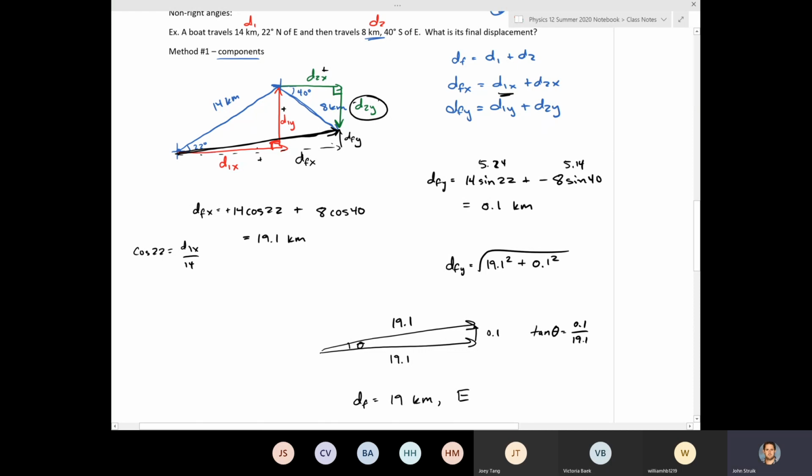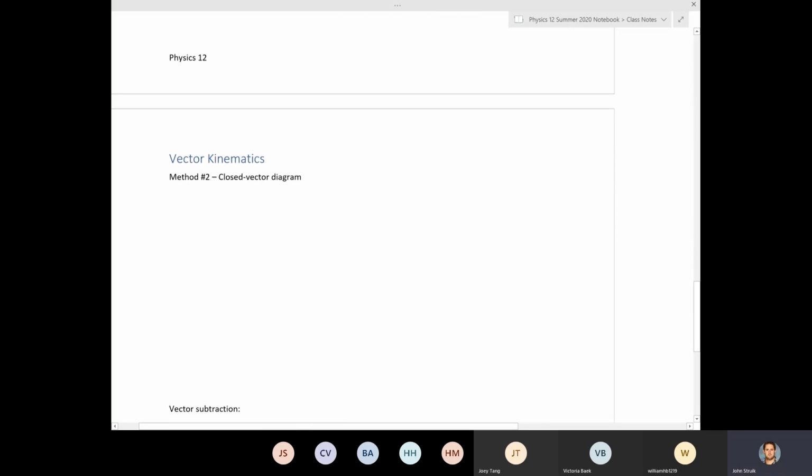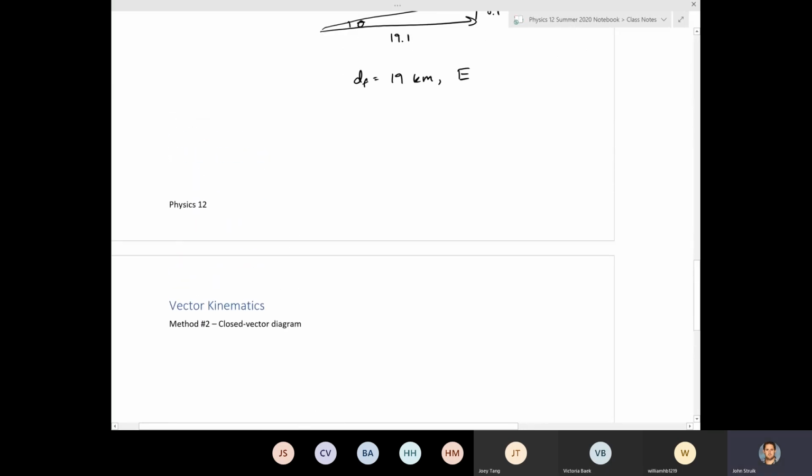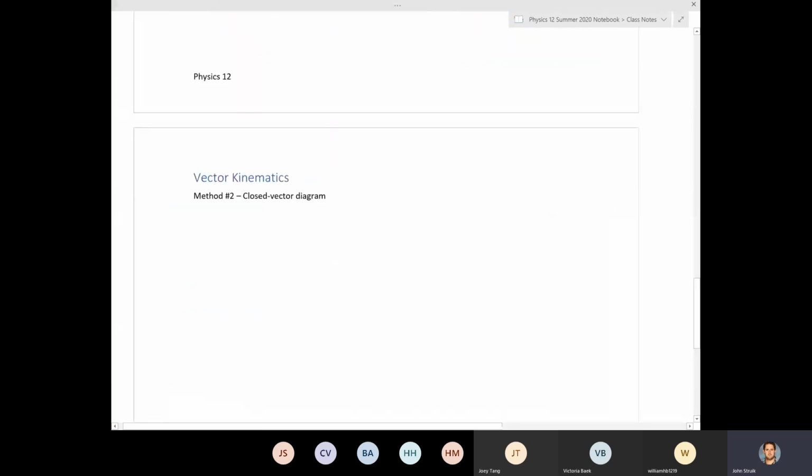Okay. The next method is a closed vector diagram. In a closed vector diagram, you're going to start the same way. You're going to draw your first vector. So that's 14 kilometers, 22 degrees above, or north of, east, and then plus your 8 kilometers, and this was 40 degrees, like that.